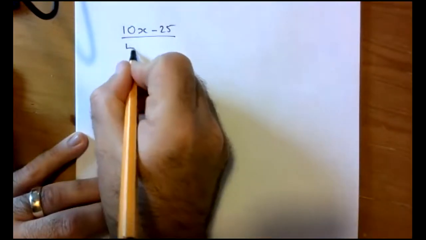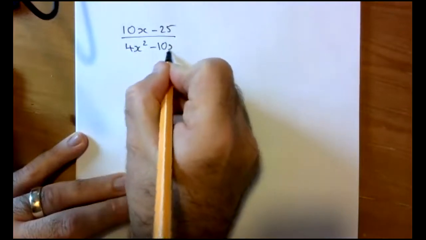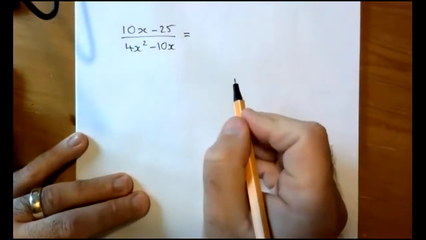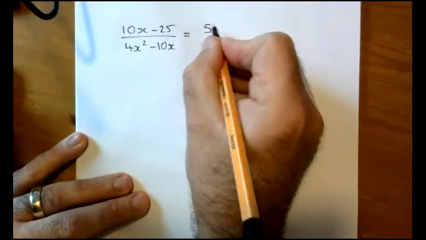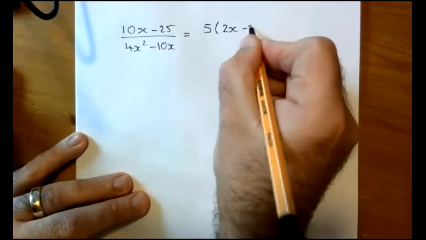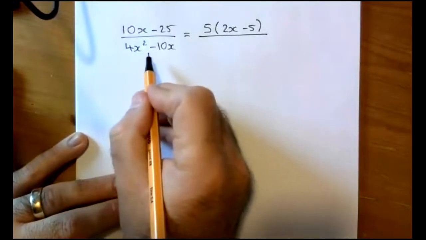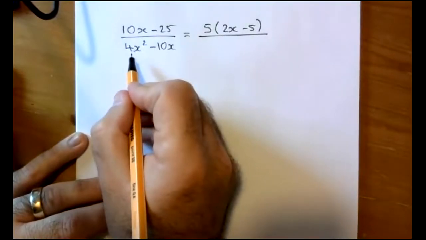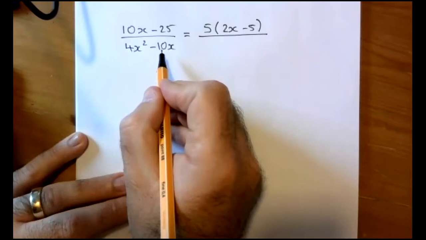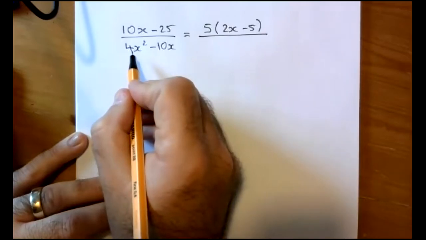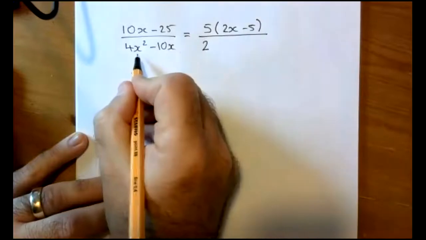Okay, for C, 10x minus 25 over 4x squared minus 10x. So I'm looking at the top and I can see 5 goes into both. So 5, open bracket, 2x minus 5. Now when I look at the numerator, the denominator, I notice 2 goes into 10x and 4x squared, as does an x.